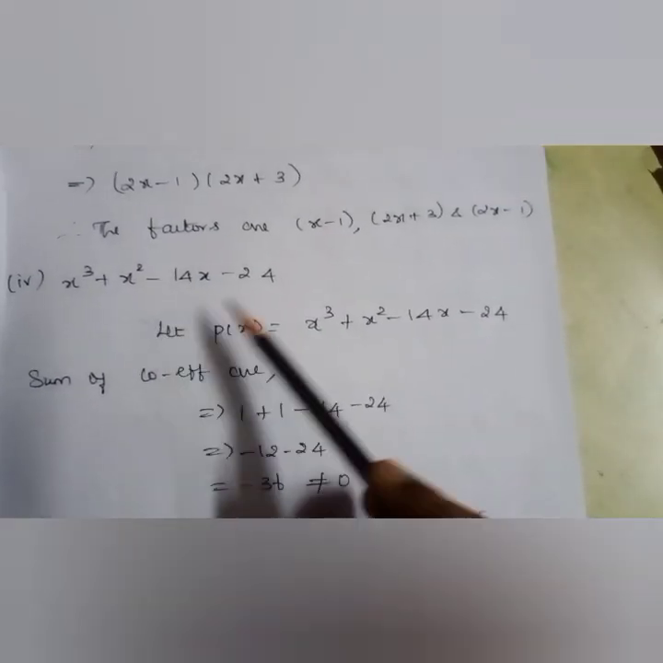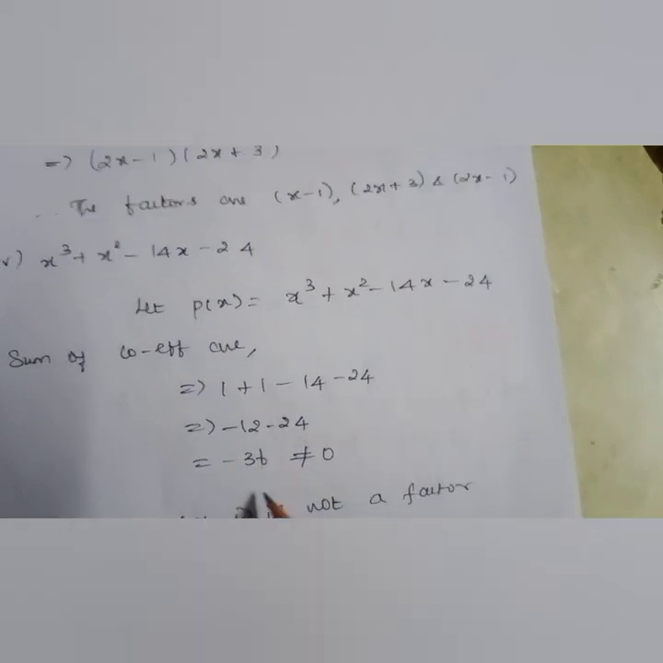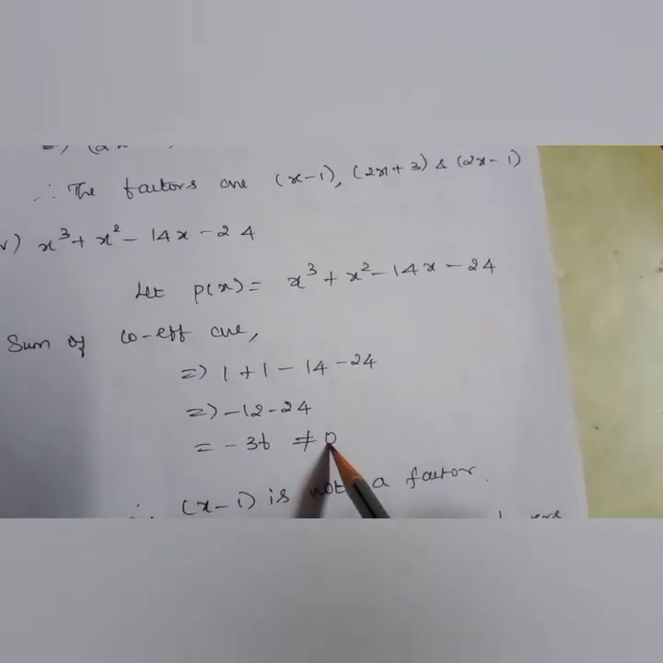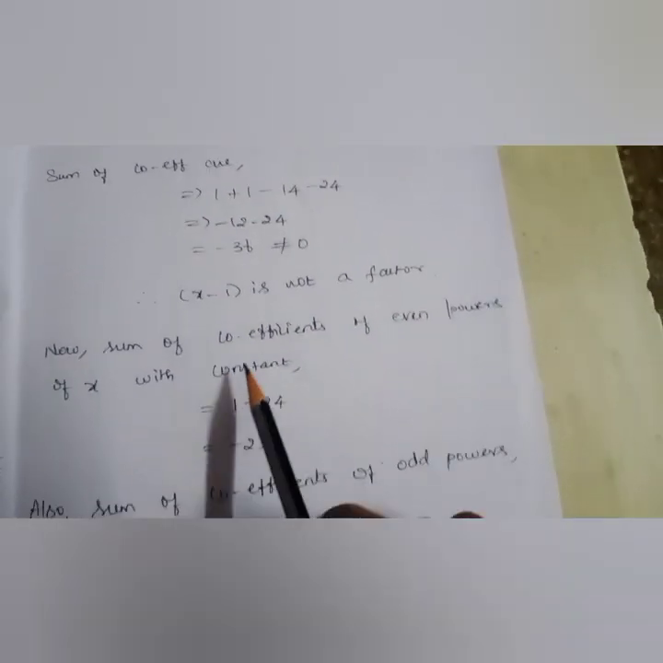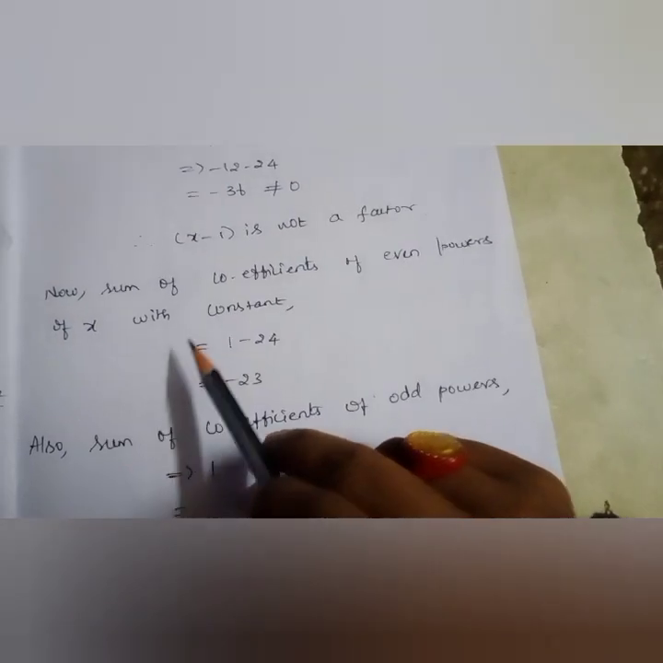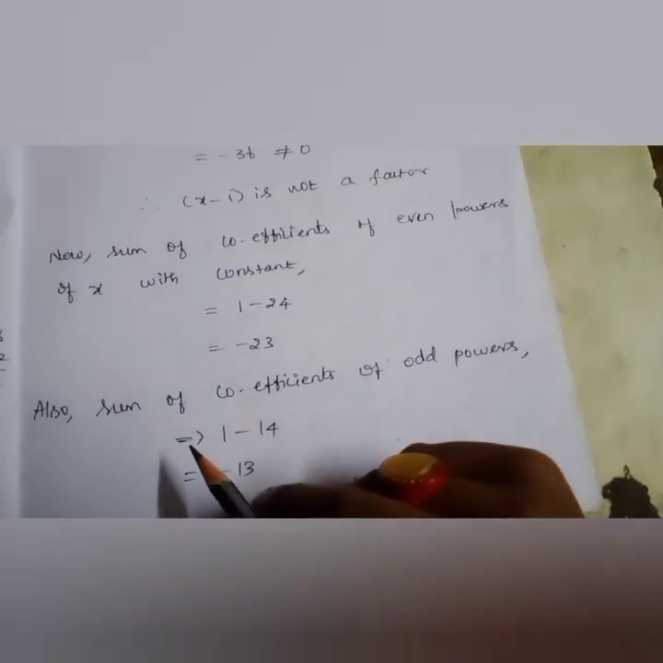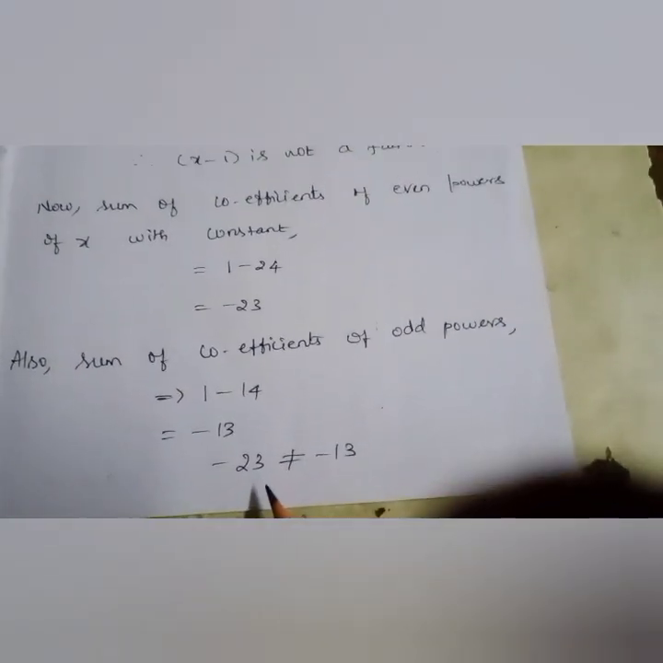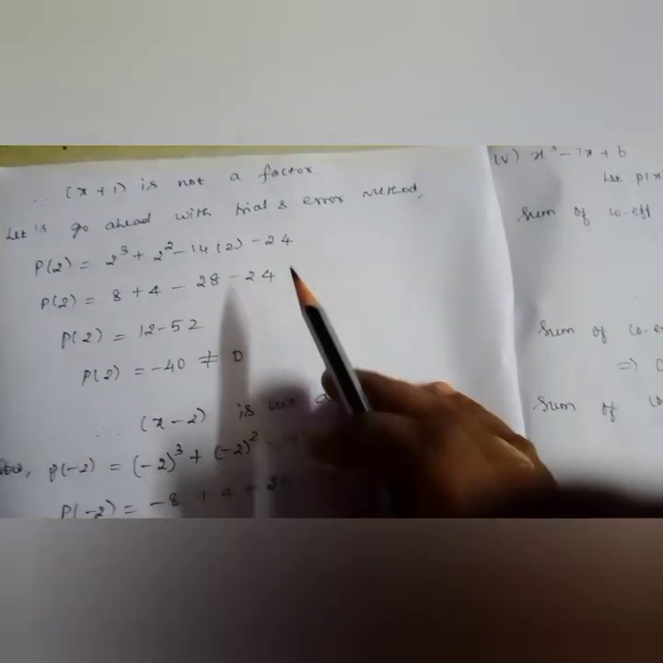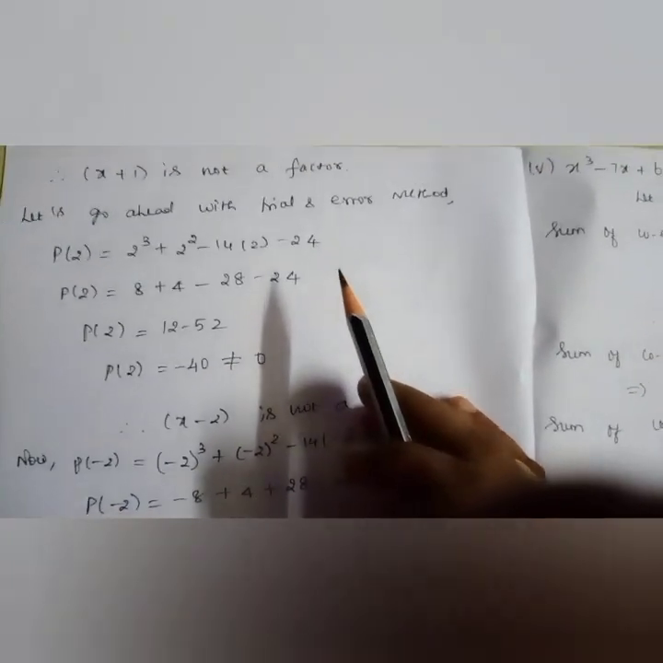Now see the fourth question. I am naming it as p of x, and the sum of coefficients I am getting it to be not equal to 0. Then I will go ahead with the conclusion that x minus 1 is not a factor. Then the sum of coefficients of even powers of x with the constant is minus 23, and the sum of coefficients of odd powers is minus 13, meaning both are not equal. Then we will conclude that x plus 1 is not a factor. So x minus 1 is not a factor, x plus 1 is not a factor.